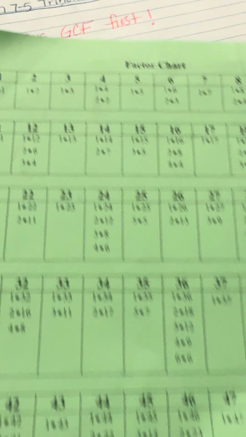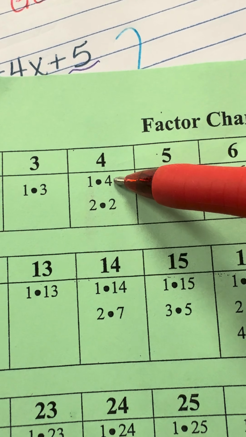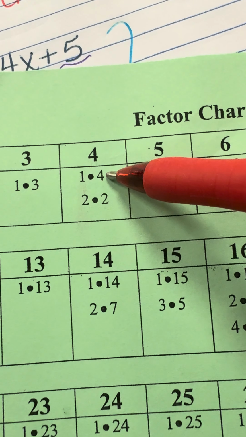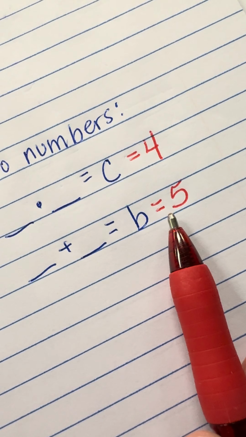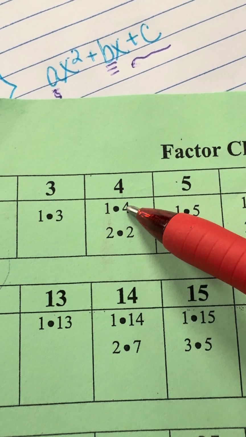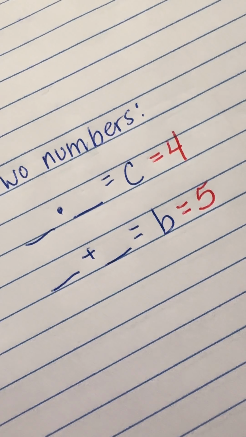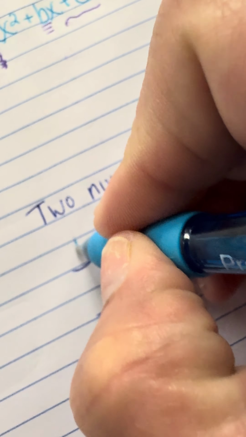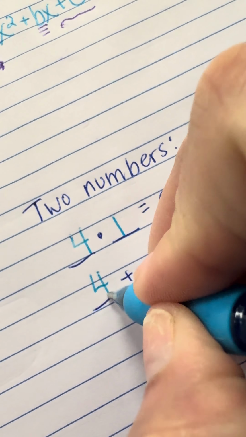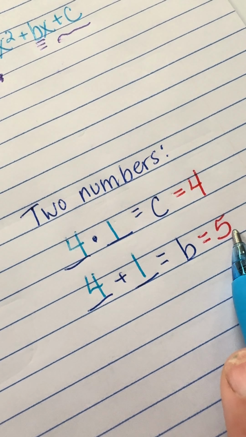So if we go to our 4 list, 1 times 4 is 4. But we also need the two numbers to add to give us 5. So you have to ask yourself, I know because it's underneath here that 1 times 4 equals 4, but is 1 plus 4 equal to 5? And the answer is yes, it is. And so our numbers here are going to be 4 and 1. 4 times 1 equals 4, and 4 plus 1 equals 5.